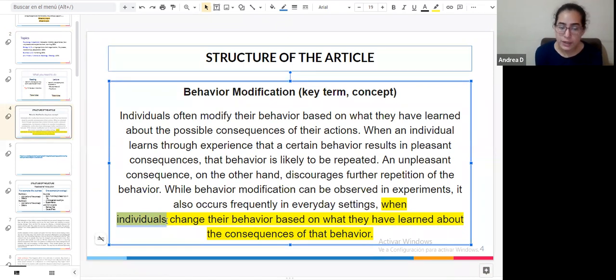We don't know, but you're going to have those individuals. You're going to have the example of a behavior that's being modified. So you need to look for that behavior, whatever it is, and how it changes. And you're also going to have some consequences of the behavior. So you need to catch what the consequences of that certain behavior were.